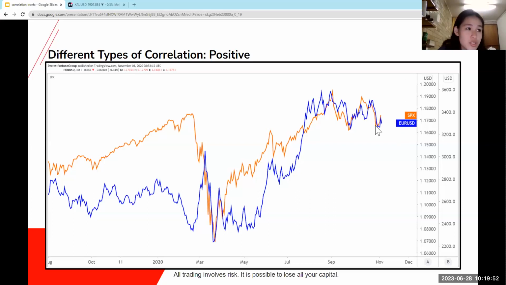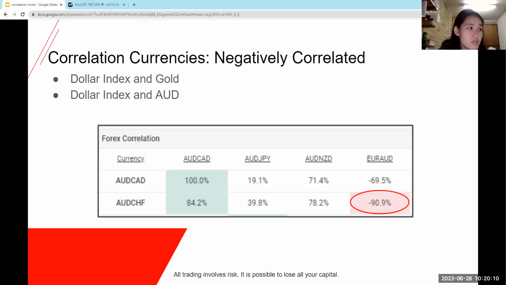Okay, so we can continue to expect prices to be similar unless we spot a breakout, and we'll get into that in a little bit. Let's move on to negatively correlated currencies. Pretty commonly spotted negatively correlated currencies would be the DXY and gold, and the DXY and the Aussie dollar. Since Aussie is pretty positively correlated to Kiwi, you can also say that the dollar index and Kiwi would typically be negatively correlated as well.